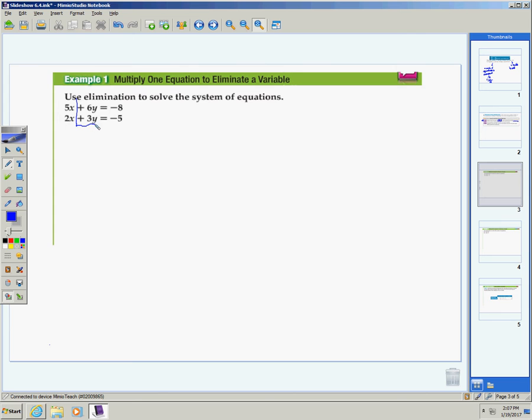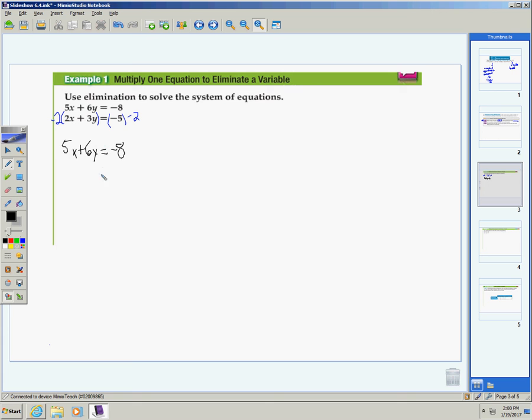I'm going to choose to try to match up my y's because I've got a positive 6y and a positive 3y, which means I know I can multiply this second equation to make them match up, so I have positive 6y and negative 6y. In order to get this second equation to turn into negative 6y, I'm simply going to multiply each side by negative 2. So now I'm going to rewrite my first equation, 5x plus 6y equals negative 8.